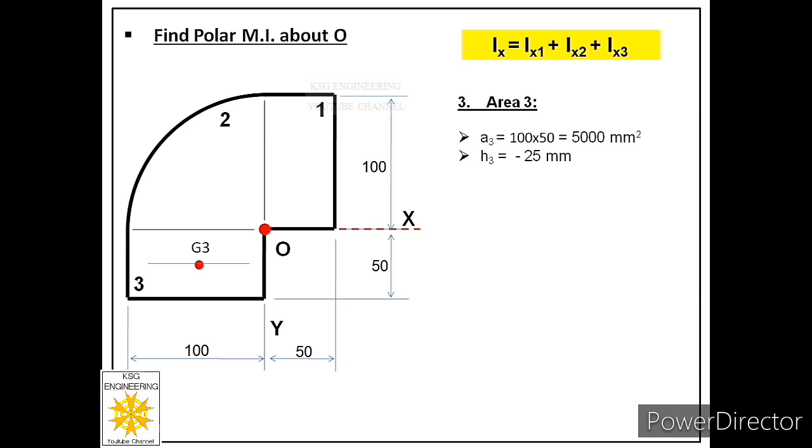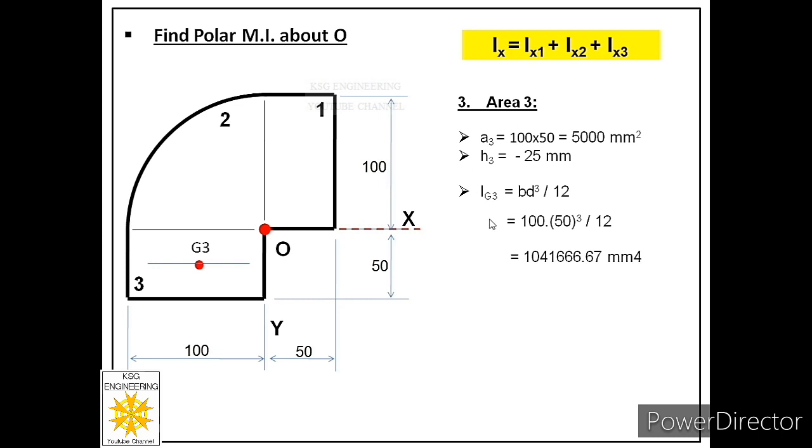Now what is the next step? Next step is we should find area moment of inertia of area 3 about its centroidal axis. And for rectangular area moment of inertia about its centroidal axis is given by the formula BD cube by 12. Now in this case, the side of the rectangle which is parallel to the x-axis is 100. So 100 is B and 50 is D. So formula will become 100 into 50 cube by 12. So when you solve this, you will get value of Ig3.